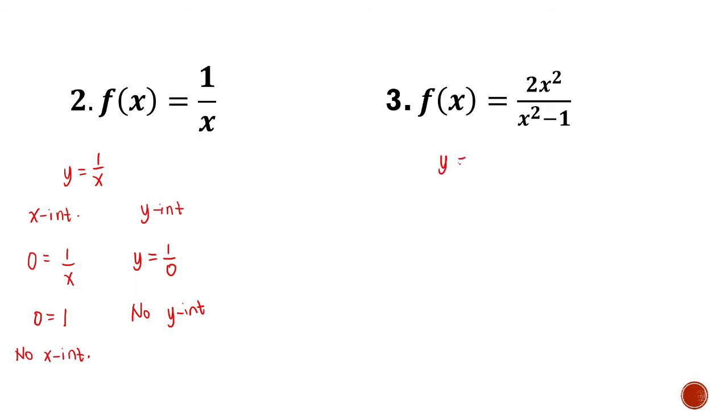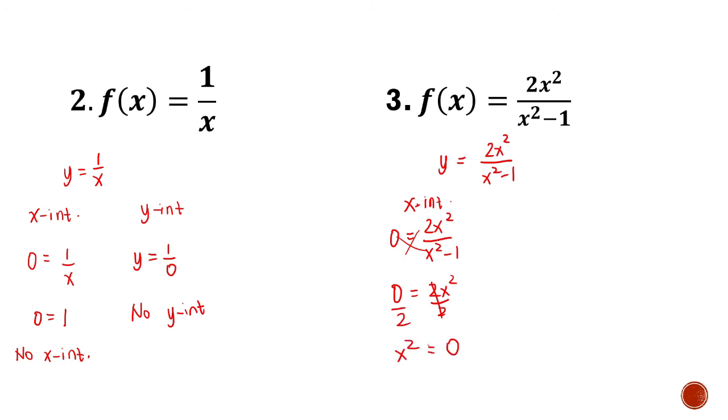Okay, for number 3, same process. We set y to 0 and solve for x. But here, if you're going to cross multiply, magiging 0 yan. And so matitira na lang is yung 2x squared. Obviously, if we are going to divide both sides by 2, matitira si x squared, matitira sa kabila si 0. And so to solve for x, you have to extract that, and ang lalabas na sagot is 0. So the x-intercept is 0, and that is the origin, that is the point of origin.